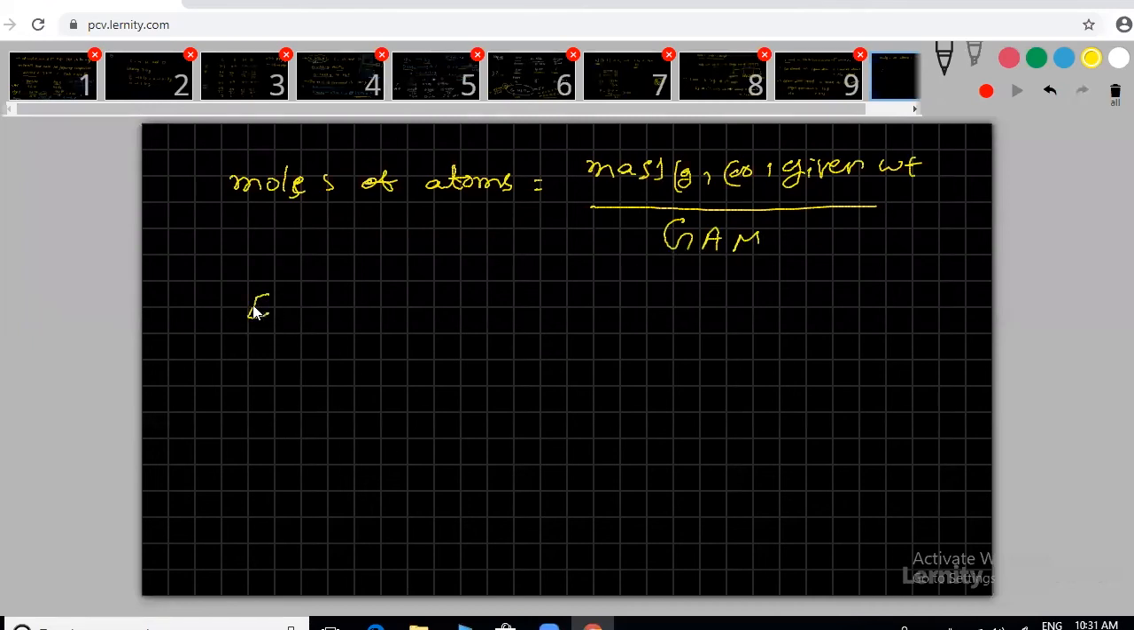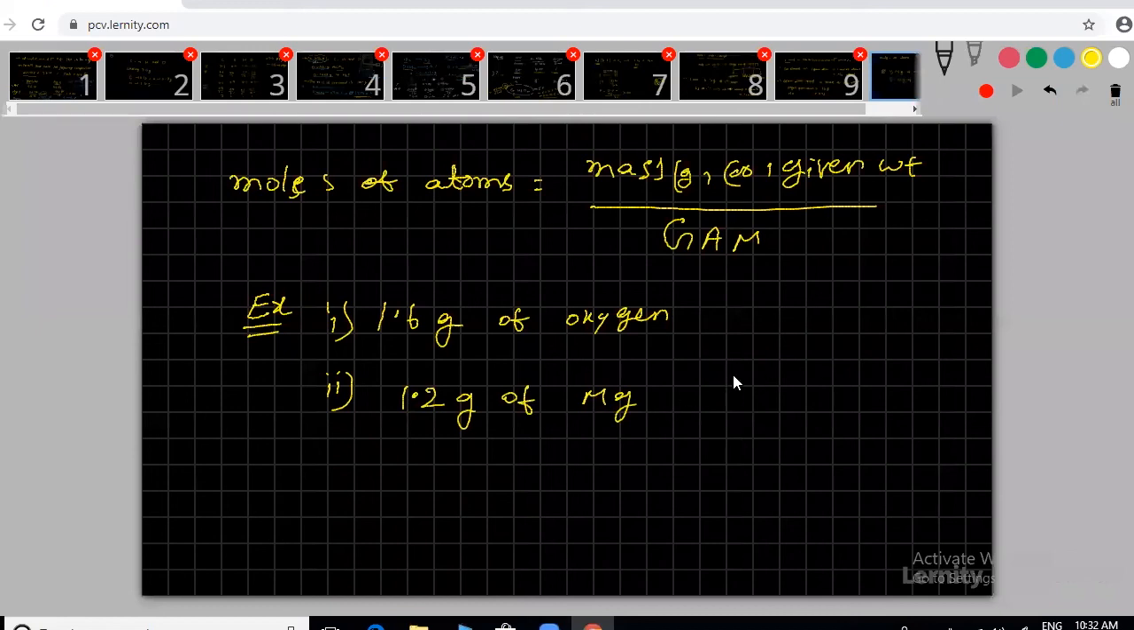For example, calculate the number of moles of atoms. Suppose I'm asking: moles of atoms in 1.6 grams of oxygen. How many moles are there, sir? This is the first one. Second one, 1.2 grams of magnesium. Calculate number of moles of atoms.